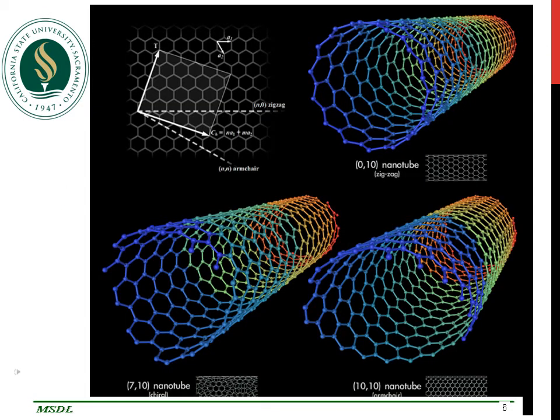The figures show how a single wall CNT looks depending on the chirality. The first figure shows the representation of a chiral vector. The second figure shows a zigzag CNT. The third figure is the chiral CNT, and the fourth figure is an armchair CNT.